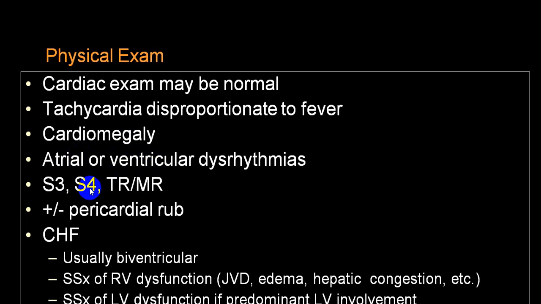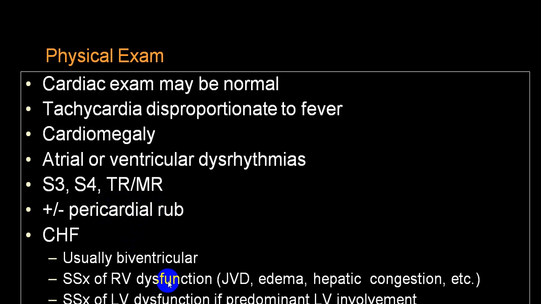S3, S4 sounds will be common in presence of congestive heart failure. You can have a murmur of mitral regurgitation, of tricuspid regurgitation. So on the apex, you will get a systolic murmur. When the pericardium is involved, you can get a pericardial rub.